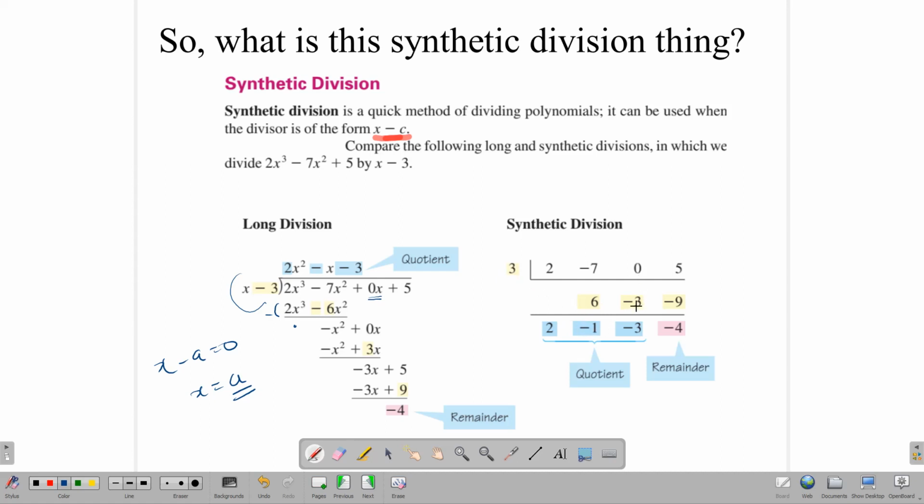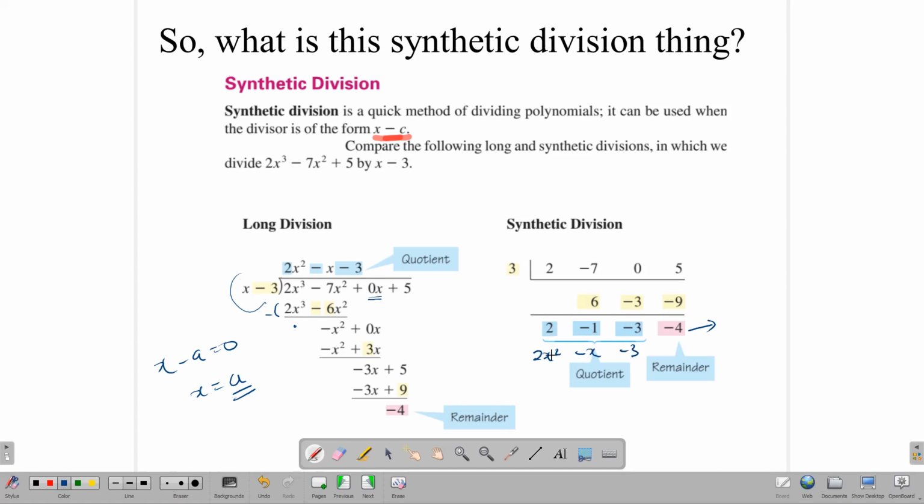Write it here in the next column. 0 plus negative 3 gives us negative 3. And then we multiply again. 3 times that negative 3 gives us negative 9. And then we add here 5 and negative 9, and that gives us negative 4. So this number here at the end is our remainder. As you see, it's the same remainder that we get when we're dividing using long division. And our quotient, which is here, is 2x squared minus x minus 3, where the 2 is the coefficient of x squared.